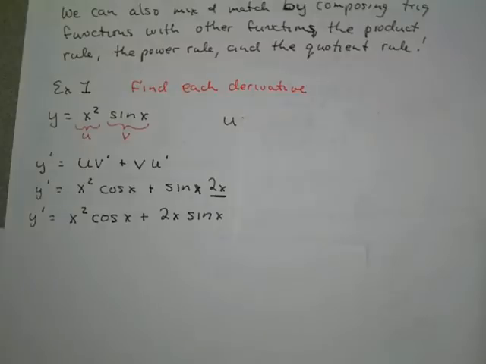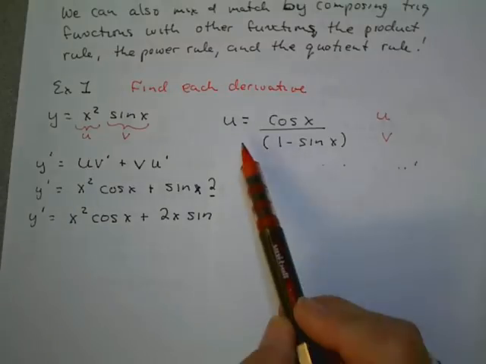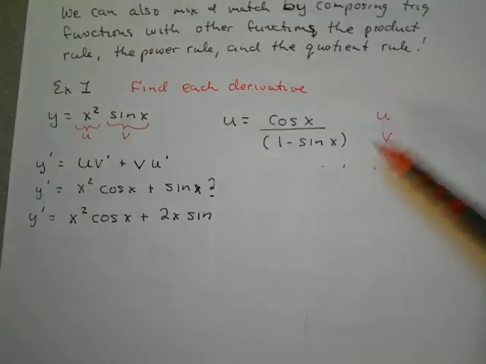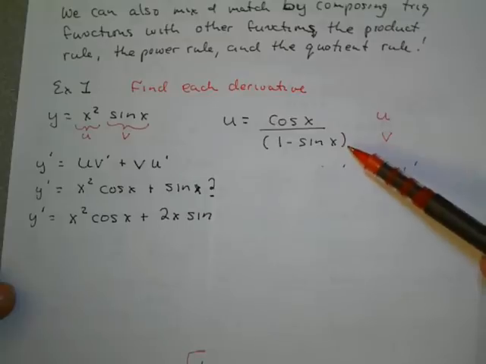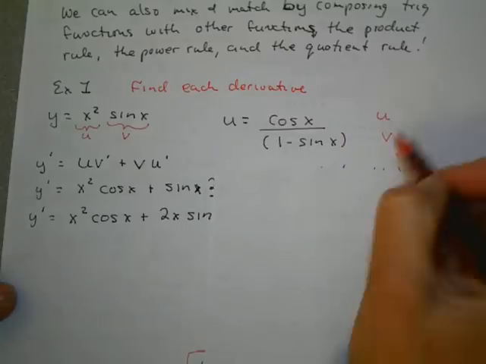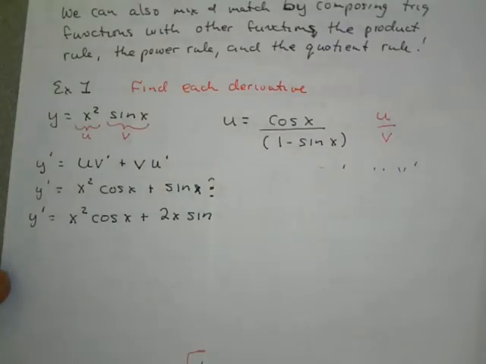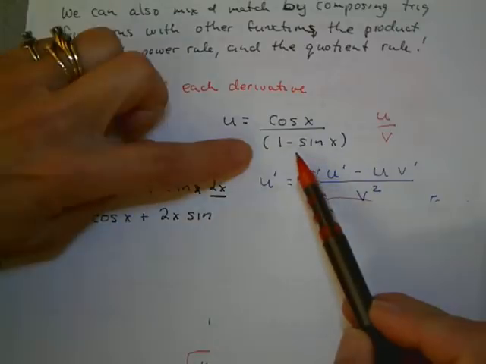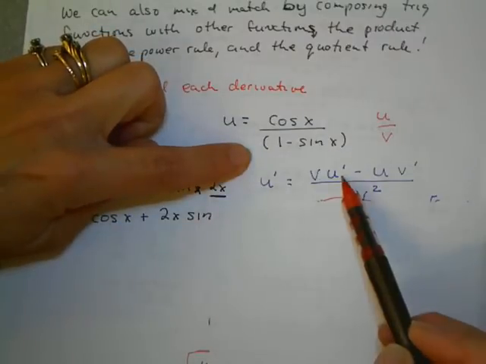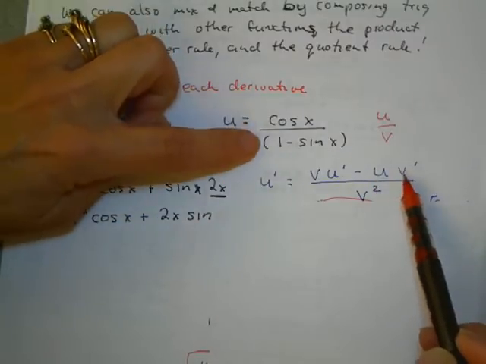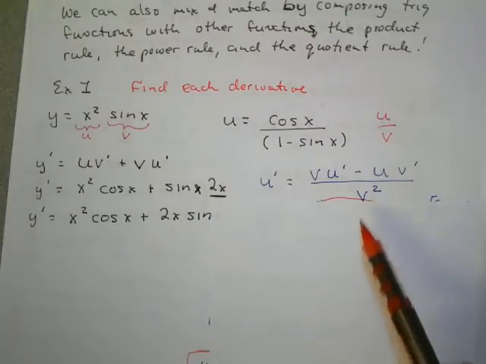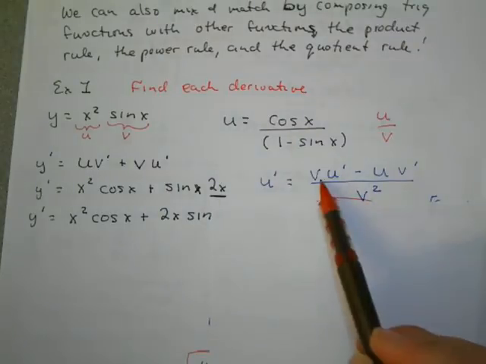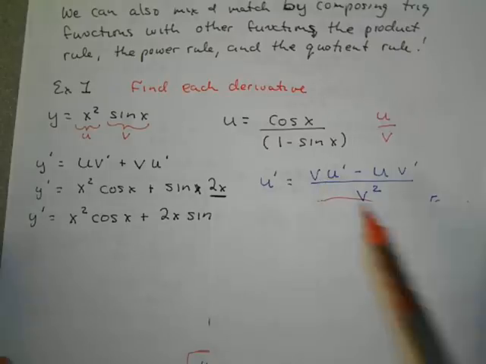Now, if you had a function such as this one, where you've got a difference or a quotient here, u equals the cosine of x over 1 minus sine of x, you would have u divided by v, and you'd know you'd be using the quotient rule. So I'm going to write out my quotient rule here. U prime is going to be low times the derivative of the high minus high times the derivative of the low, over the square of what's below. Make sure that you start with this bottom function first, or you end up with the wrong sign. I saw a little bit of that happening the other day.